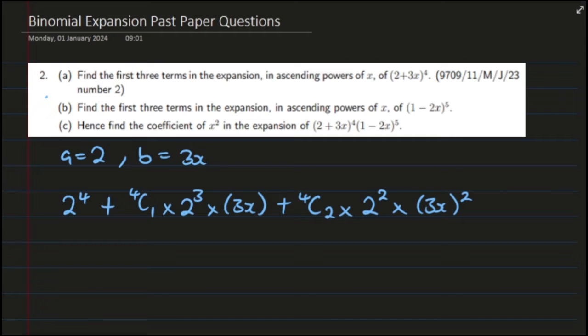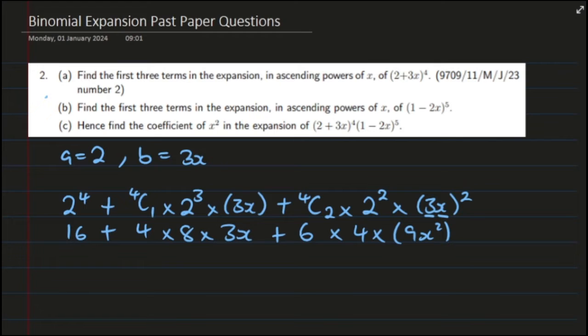Now 2 to the power 4 is 16, plus, punch 4 choose 1 into your calculator, you get 4 times 8 times 3x. Punch 4 choose 2 into your calculator, you get 6 times 2 squared, which is 4, times, here be careful to square both the 3 and the x, so 3 squared is 9 and x squared is x squared. And now let's simplify.